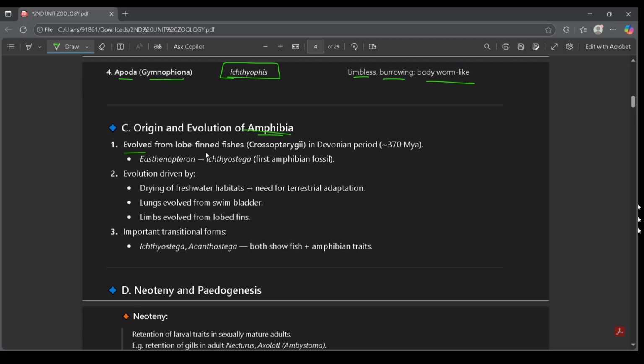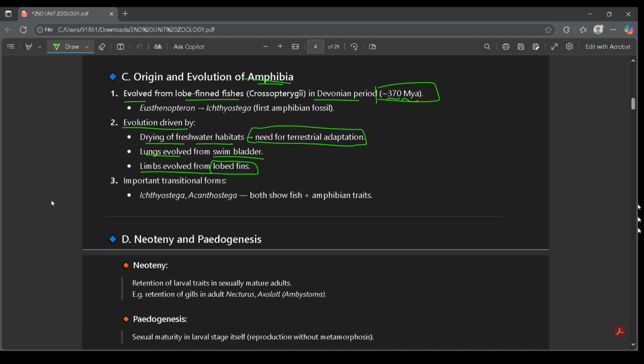We'll discuss the origin and evolution of Amphibia. They evolved from lobe-finned fishes in the Devonian period, 370 million years ago, and evolution is driven by drying of freshwater habitats and the need for terrestrial adaptation. Lungs evolved from swim bladder, and limbs evolved from lobe fins. Now important transitional forms here and here. These are two important transitional forms. Both show fish and amphibian traits.